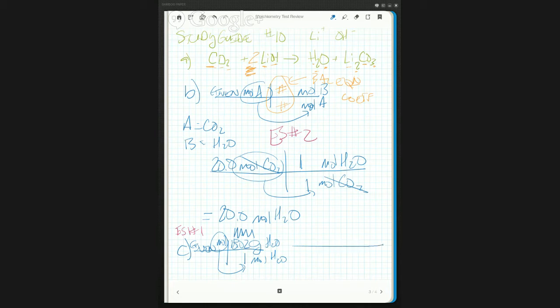So I'm going to write a little bit neater over here. And so we had 20.0 moles of H2O, with 1 mole of H2O, and 18.02 grams of H2O. And let's erase this because I'm going to write the answer right down there. That is equal to, I've already seen the answer, but 20 times 18.02, and I get 360.4. There's only 3 sig figs, so it's just 360 grams of H2O.